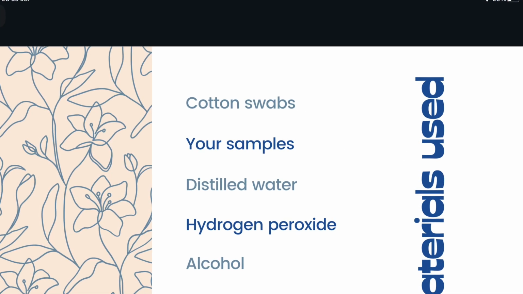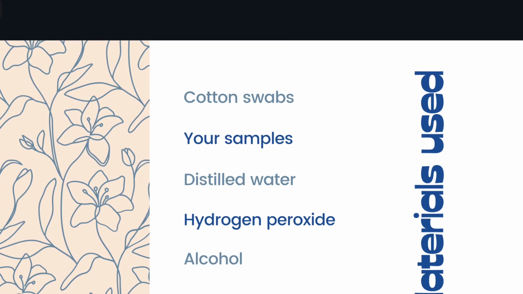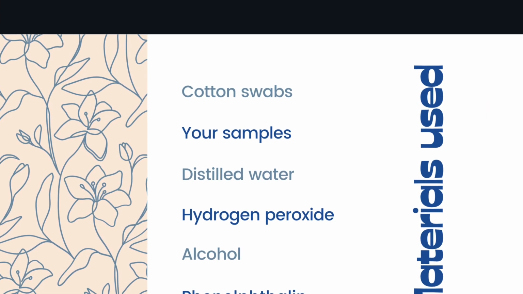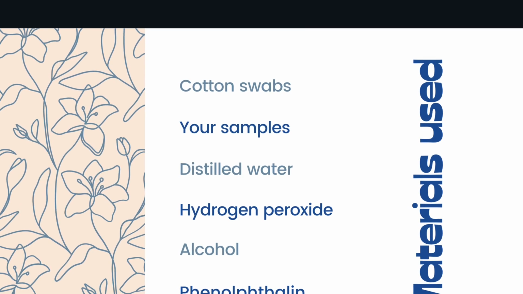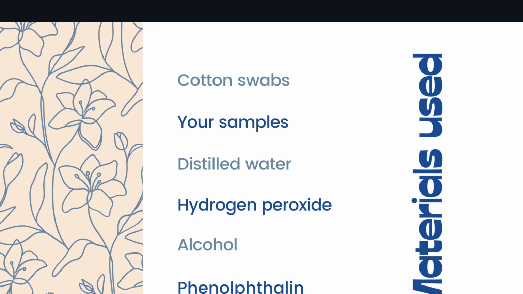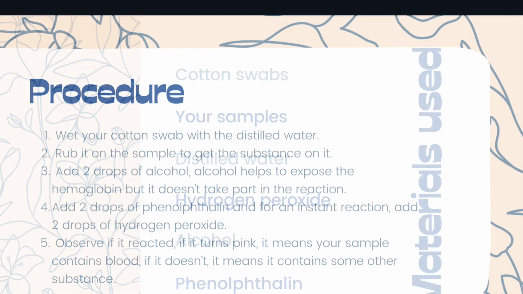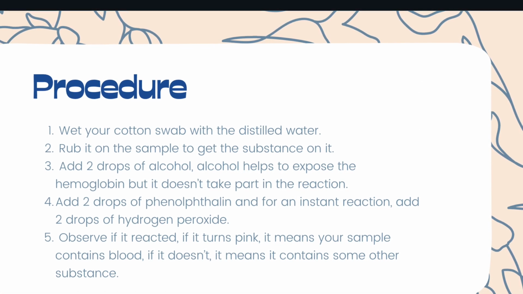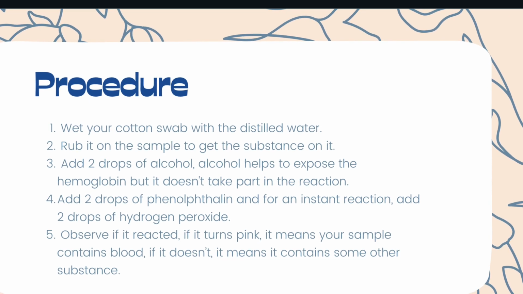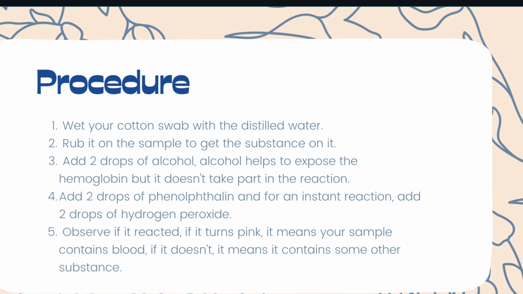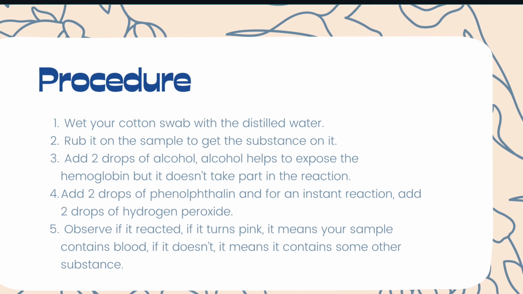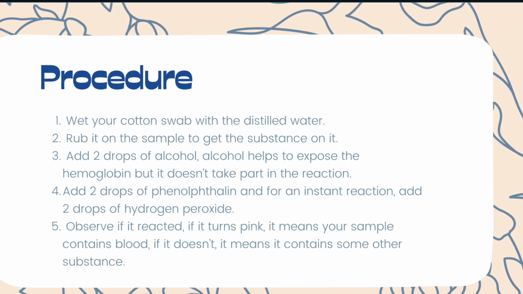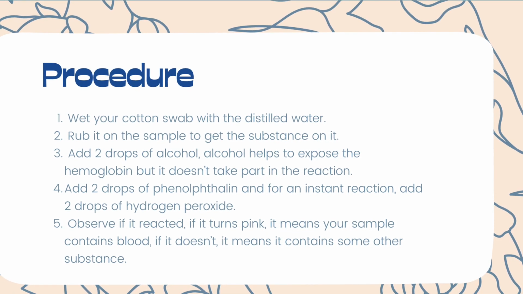The materials we're going to use are cotton swabs, your samples, distilled water, hydrogen peroxide, alcohol, and phenolphthalein. Procedure. First, we're going to wet your cotton swab with distilled water. Then, we are going to rub it on the sample to get the substance on it. In the third step, we are going to add 2 drops of alcohol.